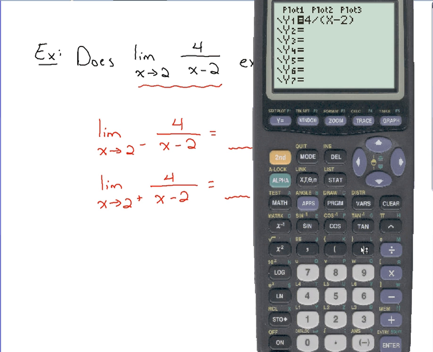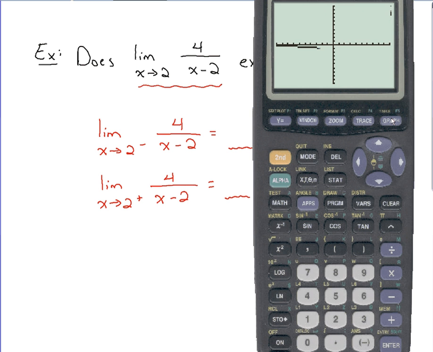If you graph this out, now depending on the brand of calculator, that line that cuts through 2 there may or may not be there, but understand that line is an asymptote. It should make some kind of sense because x cannot be 2 here, right? If x was 2, this function would be undefined.